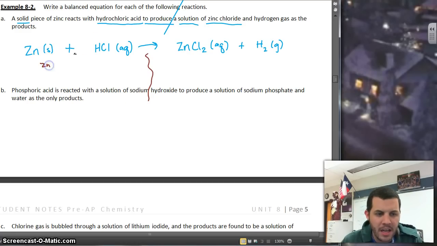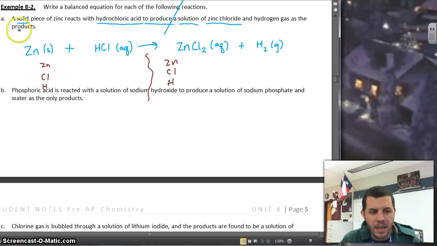So I've got zinc, and then no polyatomic ions, then nonmetals, so chlorine, and we'll always end with hydrogen. So this is the order we're going to count things up. Okay, so zinc, I've got 1. Hydrogen, I've got 1. Chlorine, I've got 1. Zinc on the right, I've got 1. Chlorine, I've got 2. Hydrogen, I've got 2.